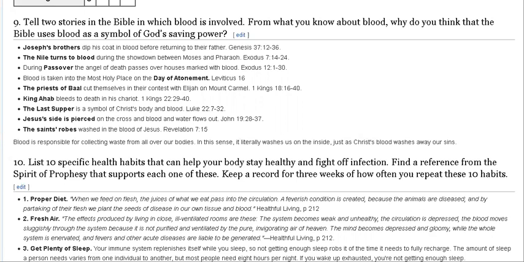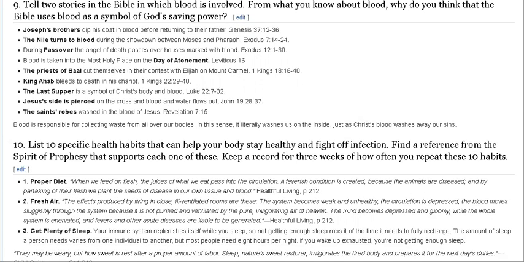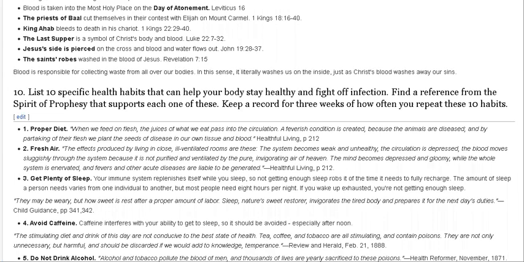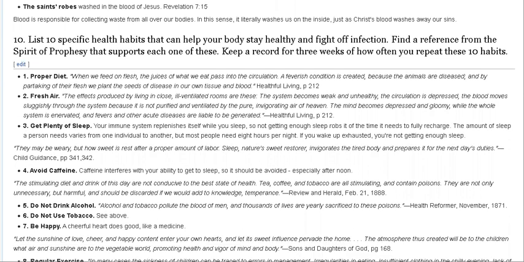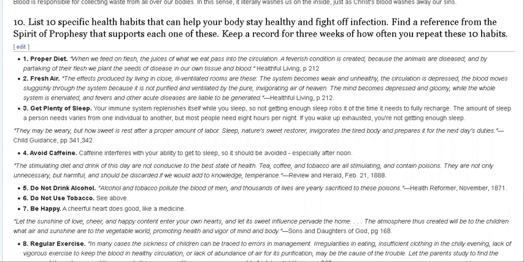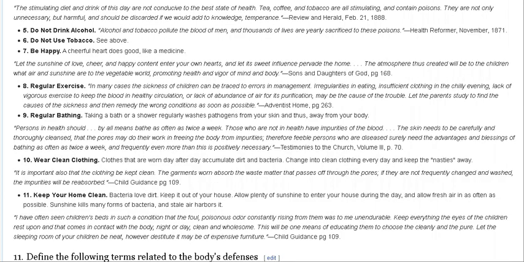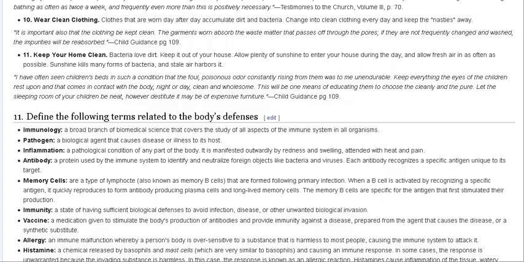Okay, list 10 specific health habits that help your body stay healthy and fight off infection. Give a reference from the Spirit of Prophecy that supports each one of these. Keep a record for 3 weeks of how often you repeat those 10 habits. So there's proper diet, fresh air, plenty of sleep, avoid caffeine, do not drink alcohol, do not use tobacco, be happy, regular exercise, regular bathing, wear clean clothes, and keep your home clean, not throwing shade at anybody.